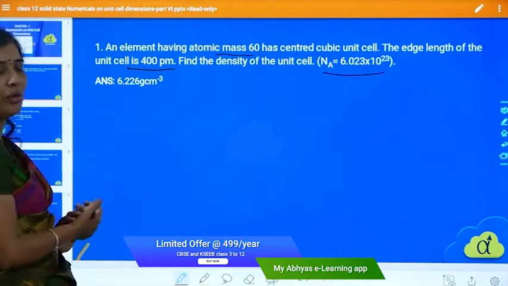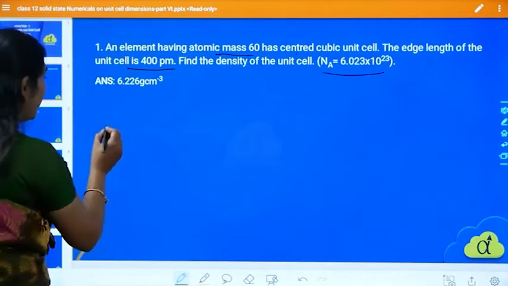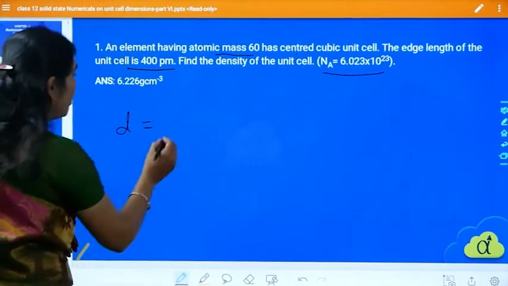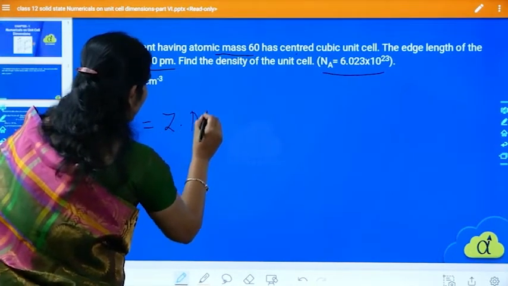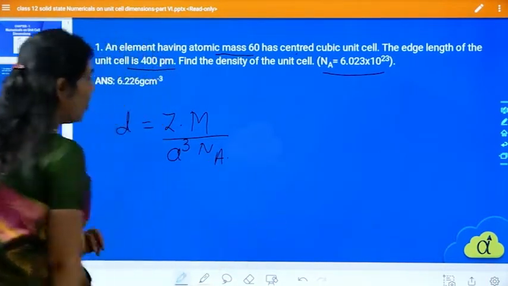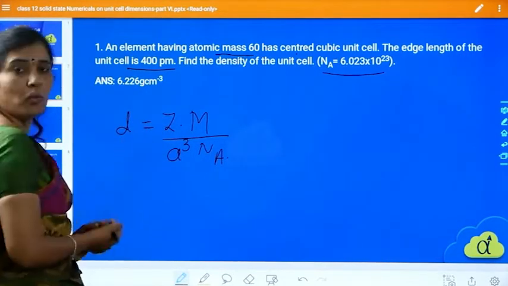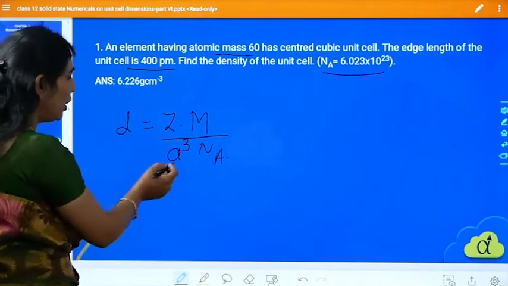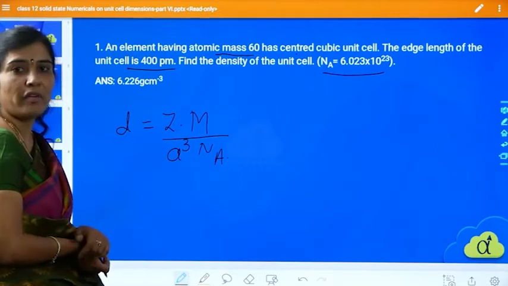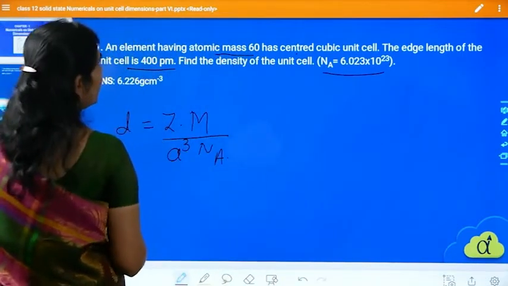Now how can you solve if it is given like this? The formula we already derived. What is the formula for the density? D is equal to what? You know very well: Z into M divided by A cube Na. Yes or no? We have already derived this. Where Z is the number of atoms, M is molar mass, the mass of the unit cell, A is the edge length, and Na is Avogadro number. You have to calculate the density.